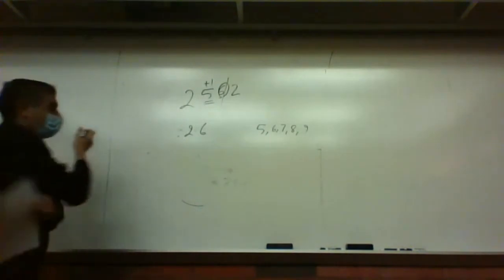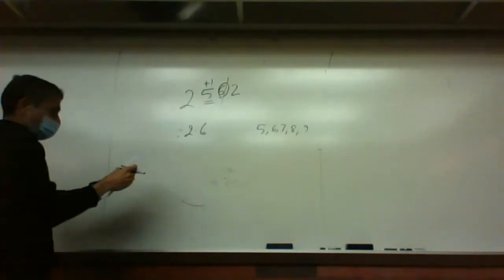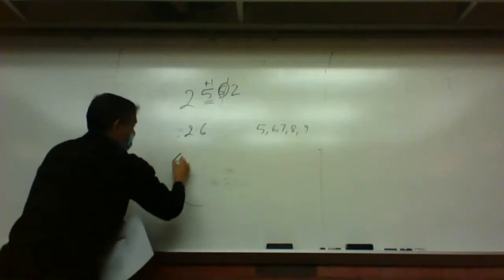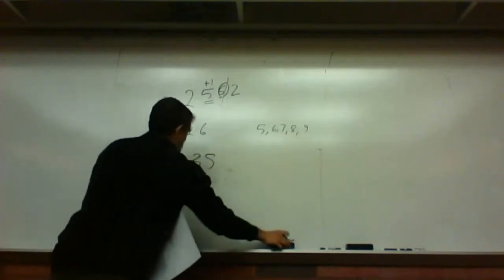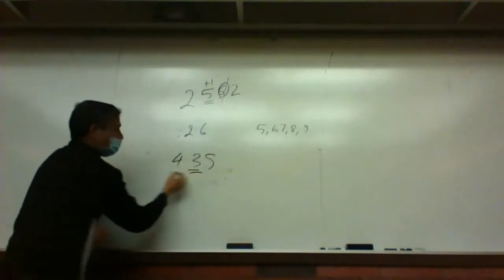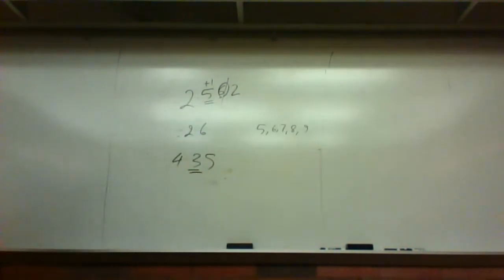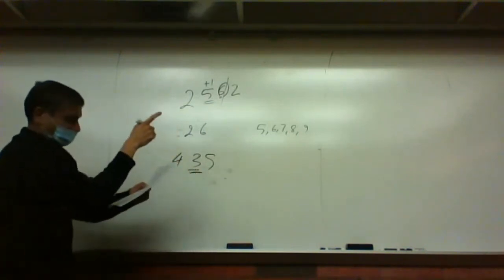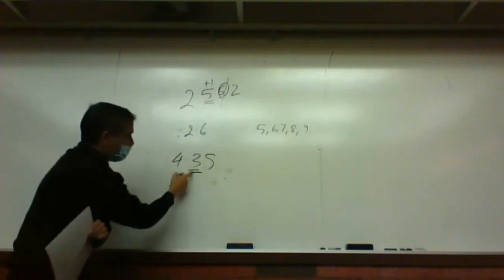Then if I have something like this, 4.35, now I just want to round it here. So I want to make it 2 significant figures. So this number here, 5, right? Yes, 4.35. So I want to round it here.